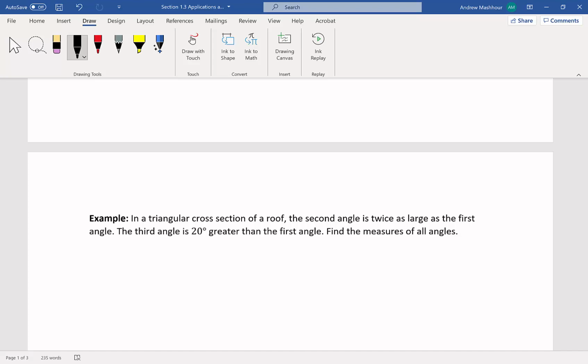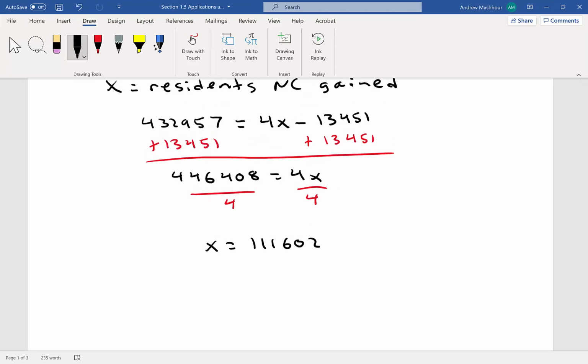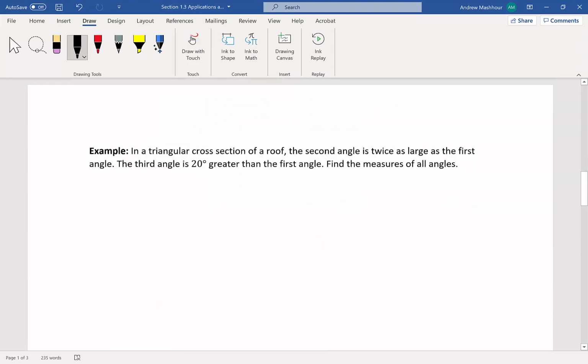Okay, so over here we're dealing with the triangle. Now when we're dealing with the triangle, we have three angles. And now one important property that we need to know for triangles is that all the angles, when you add them together, have to be equal to 180. So the sum of all angles in a triangle equals 180 degrees.